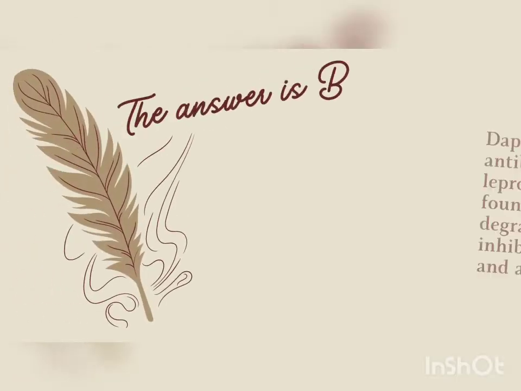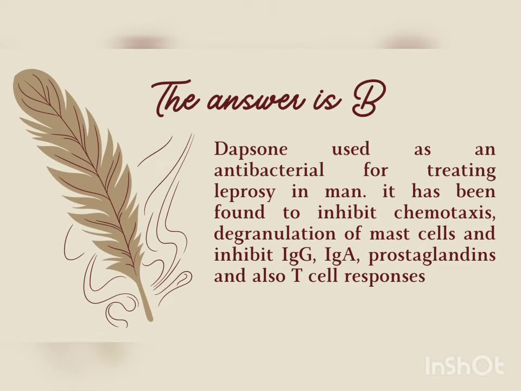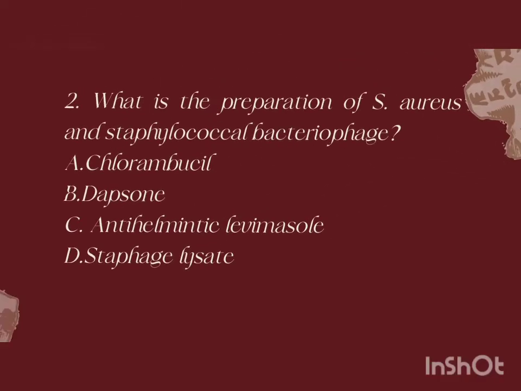The answer is C. Dapsone, used as an antibacterial for treating leprosy in man. It has been found to inhibit chemotaxis, degranulation of mast cells, and inhibit immunoglobulin G, immunoglobulin A, prostaglandins, and also T cell responses.